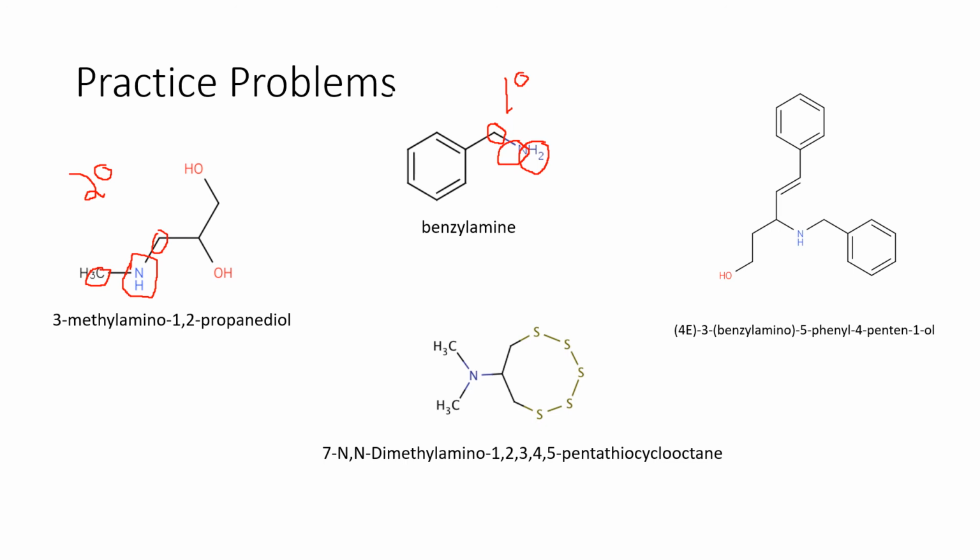Your next example, here's your nitrogen, and your one hydrogen attached to it, and attached to that nitrogen you have two carbons attached to it. So this will then be again a secondary amine. For the final example, you have your nitrogen with 0 hydrogens attached to it and 1, 2, 3 carbons attached to it. So this would be a tertiary amine.